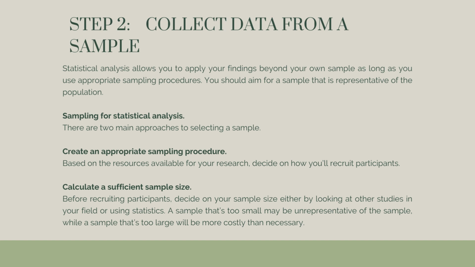To use these calculators, you have to understand and input these key components: significance level, alpha, the risk of rejecting a true null hypothesis that you are willing to take, usually set at 5%. Statistical power, the probability of your study detecting an effect of a certain size if there is one, usually 80% or higher. Expected effect size, a standardized indication of how large the expected result of your study will be, usually based on other similar studies.